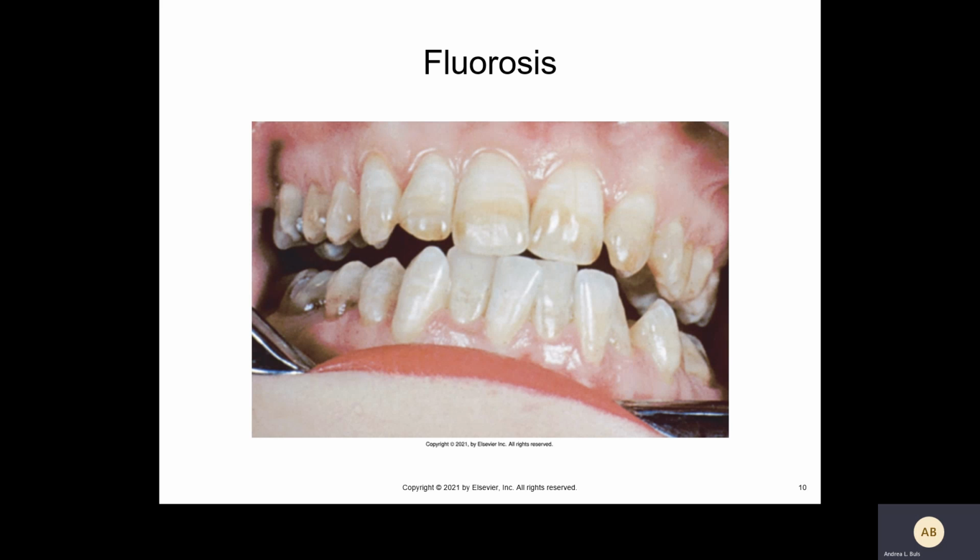This is what fluorosis looks like. You guys will experience a lot of this in our clinic. Many of our patients are natives of Mexico, and it seems down in southern Texas and Mexico, there is naturally occurring fluoride in their water system that is high. And so we see some pretty severe cases of fluorosis in our clinic.